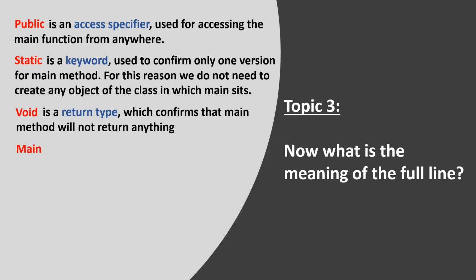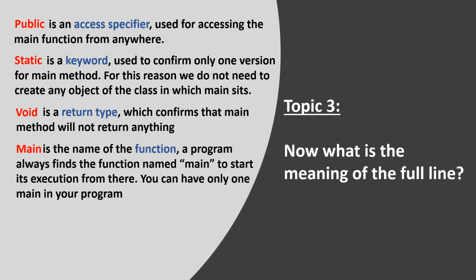What is meant by main? Main is a function. With that name, only one function can exist. You cannot have multiple main functions in a program. A program always looks for a main function because it looks for a starting point. So main is the starting point. All programs always search for the main function.